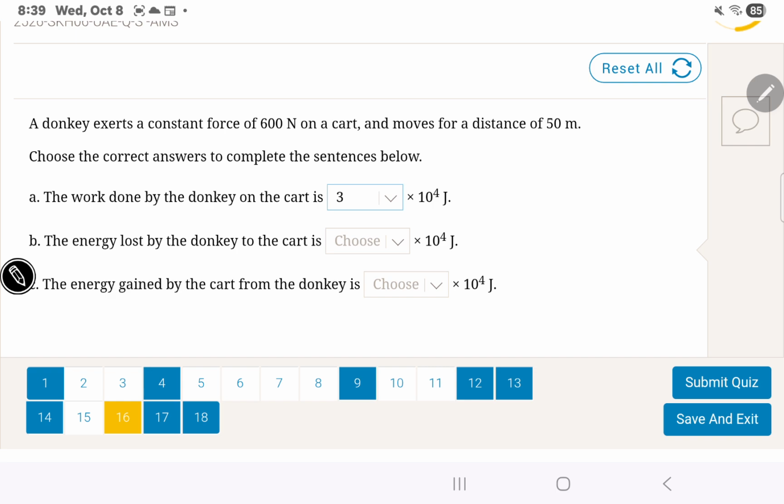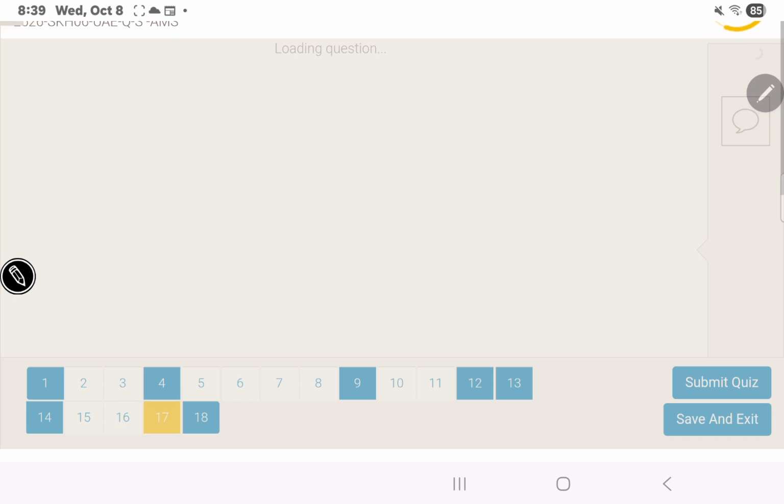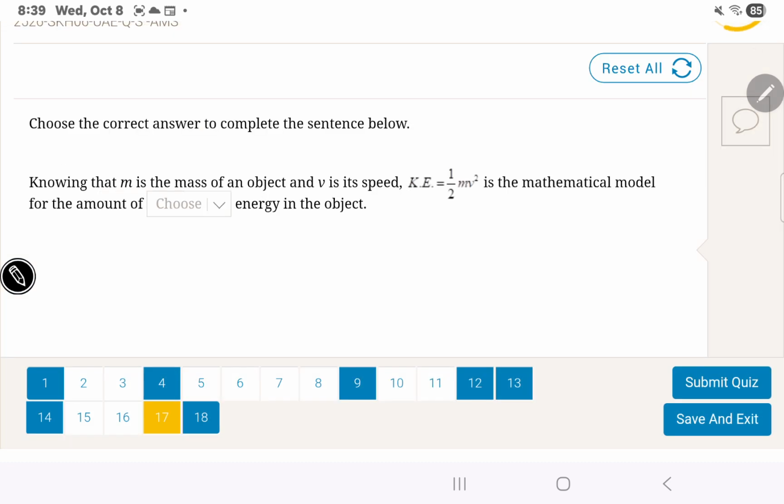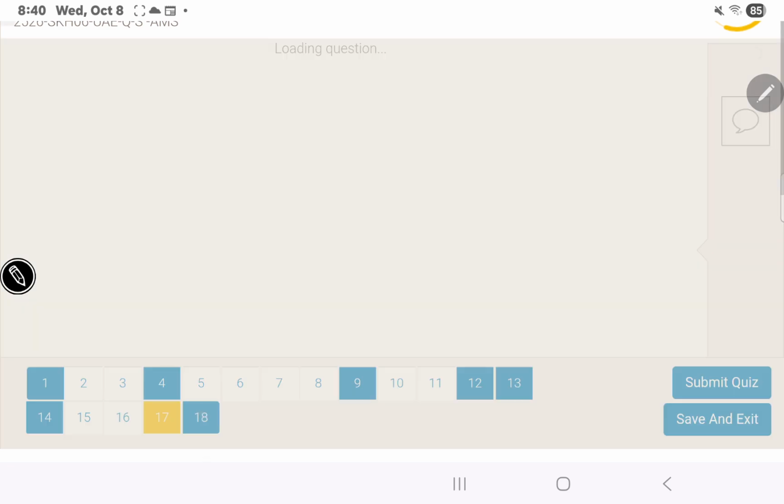The energy lost by the donkey to the cart is, and the energy gained by the cart from the donkey is. So here the same and here the same. Work done is equal to energy transferred, and energy lost equals energy gained. This is the principle of conservation of energy. Now, number 17. Knowing that m is the mass of an object and v is the speed, KE equals half mv squared is the mathematical model for the amount of kinetic energy in the object. Number 18, last one.